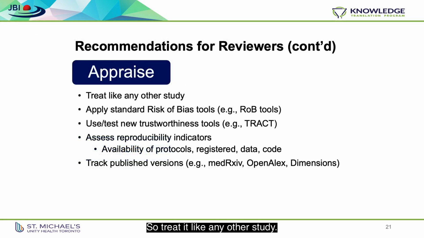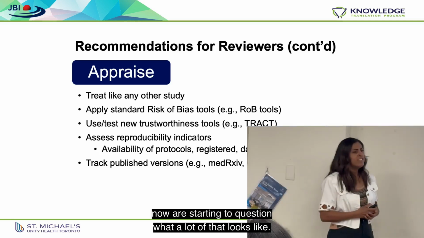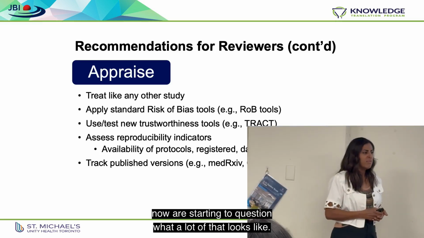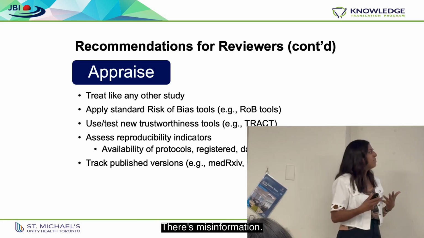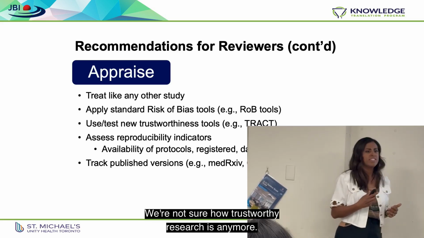Appraise the research: treat it like any other study, apply standard risk of bias tools, and then this concept of trustworthiness is interesting. The idea is that it's not just preprints, but a lot of journal published research. Now we're starting to question what a lot of that looks like. We've seen an increase in retractions. What does this all mean? There's misinformation. We're not sure how trustworthy research is anymore.